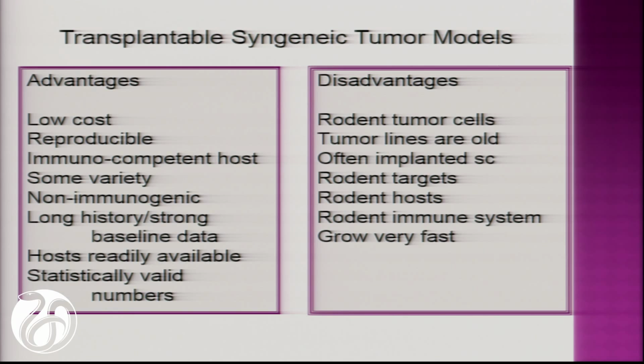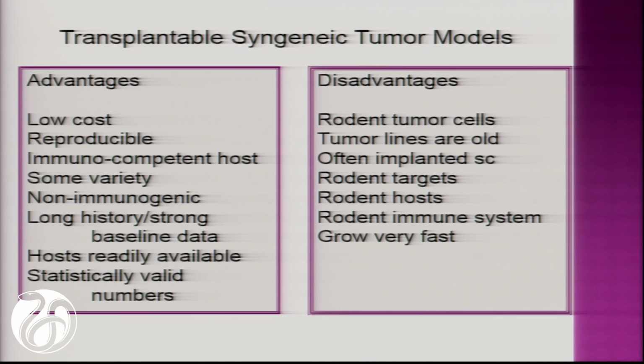The disadvantages are that these are rodent tumor cells. The tumor cell lines are quite old. They've been around for 40 years or more. They're often implanted subcutaneously, and the subcutaneous space is just a lousy place to implant a tumor in terms of the biology. In terms of the experiment, it's an ideal location because the tumors can be readily measured from the outside. The proteins and enzymes targets are rodent.